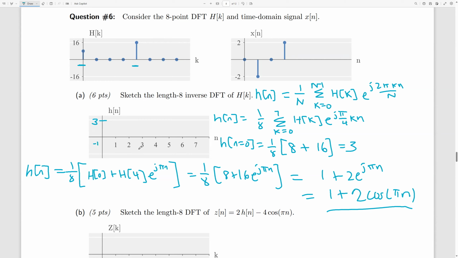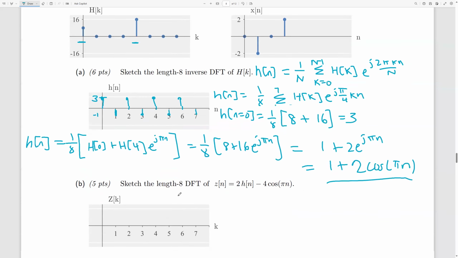When n equals 1, you just get cosine of 1 minus 2 equals negative 1. So you go negative 1, you go back up 3, and you go back down 1. Then back up to 3, back down 1, back up 3, and go back down 1. And that would be your answer of what it looks like.